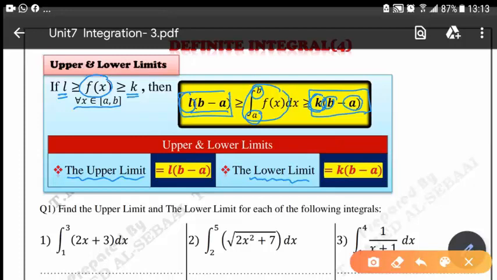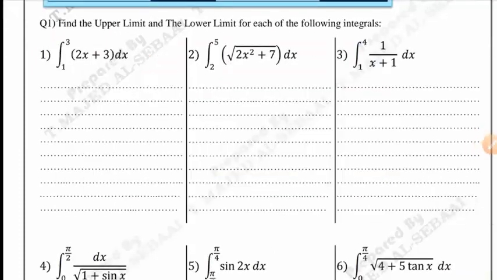How will the question come? It used to come, find the upper limit and the lower limit for each of the following integrals. But by now, we will not have that type of questions because there is no working out. We will have only true or false or choose the correct answer. So, the question might say, the upper limit for this integration is something like that. See how will I find the lower limit and upper limit, what will I do?